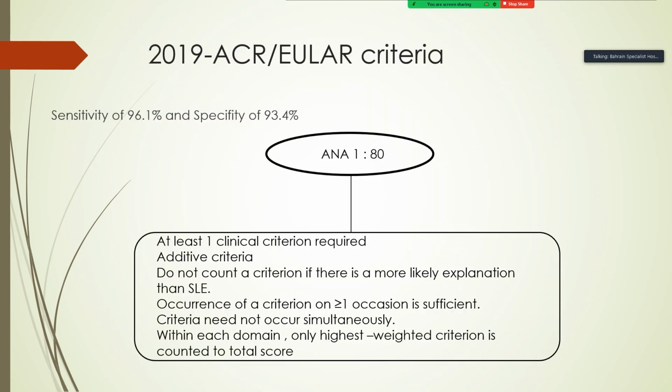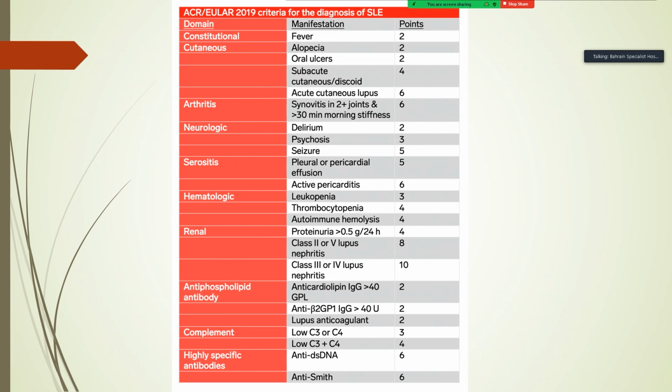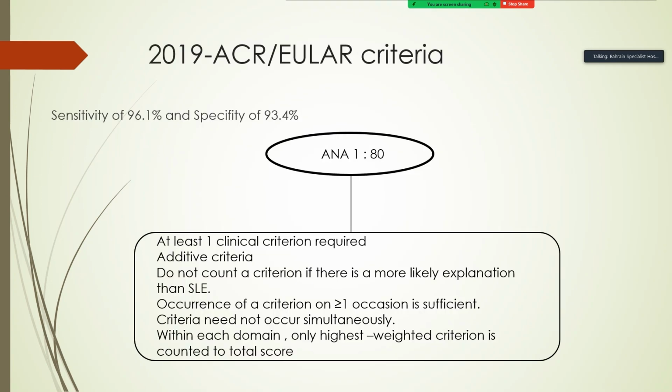Now, the important thing about this criteria is that from each domain, we will count only one symptom towards the final weightage in the criteria. So if a person is having, for example, alopecia and oral ulcers, and there is subacute cutaneous or discoid lupus, then from all these three, we will count only the one with the highest points. Like if a person is having all these three, we will count only subacute cutaneous and discoid lupus with the points of 4. So in each domain we have to pick the one with the highest rated points towards the final criteria. And in total, a person having ANA positive with 10 points, we can say that he's having SLE.